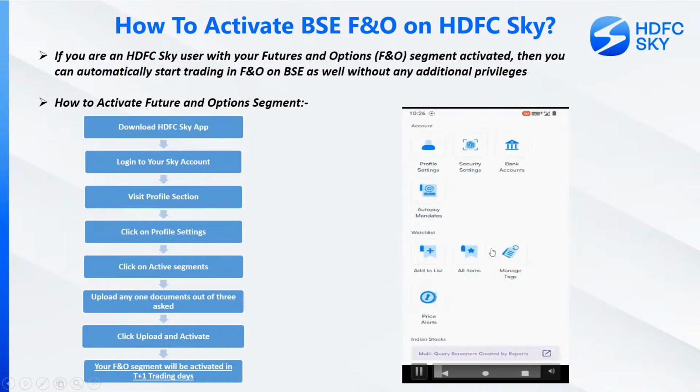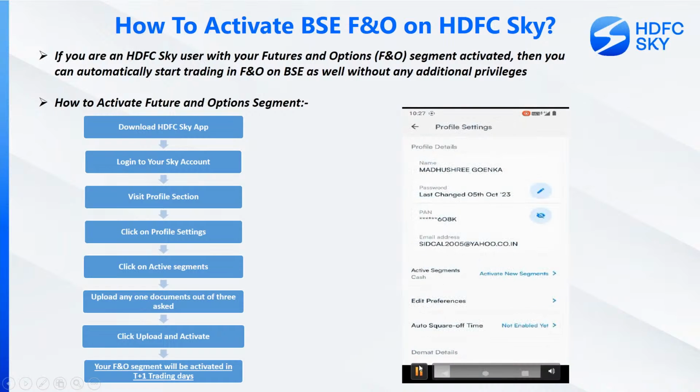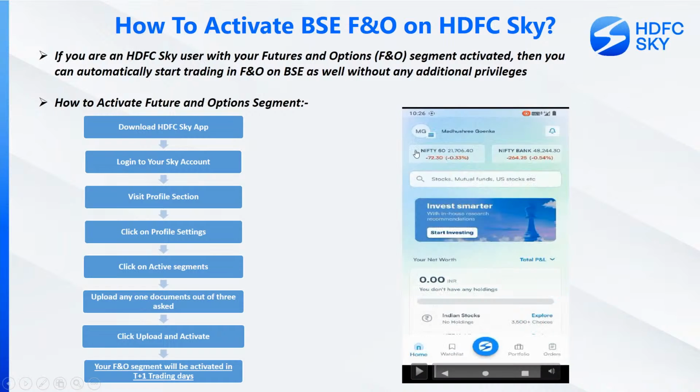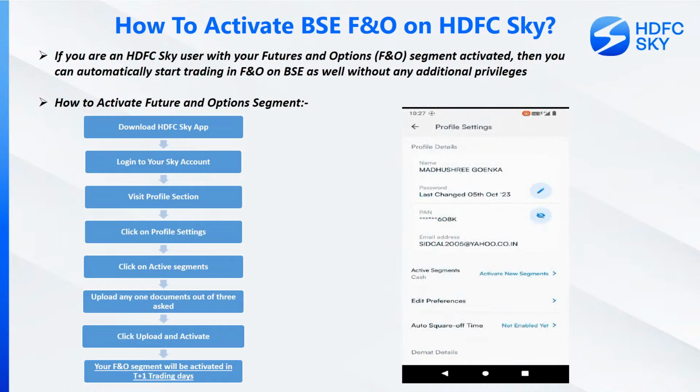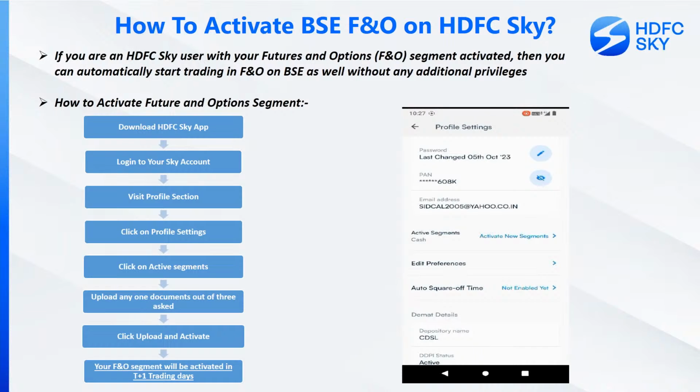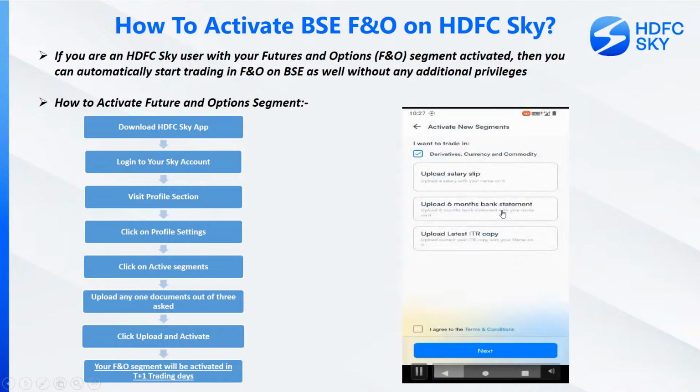So this is basically HDFC Sky. Go to profiles. If you check, we have just clicked this profile section on the upper left-hand side. Once you click on profiles, click on profile settings. Once you click on profile settings, click on activate segment. And out of these three documents, you can upload any one of them.